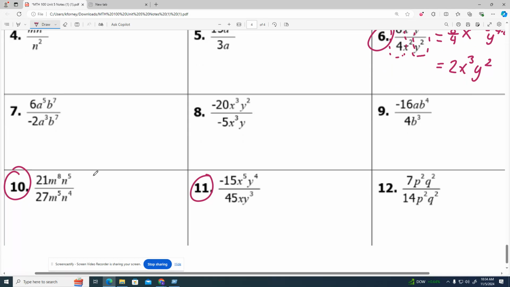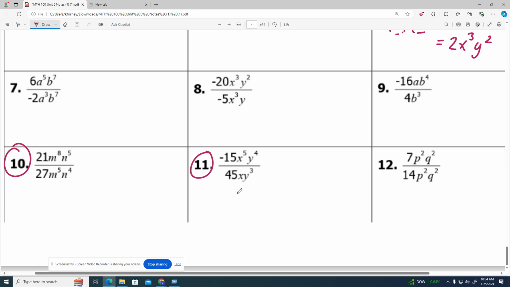Alright, looking at number 10. 21 divided by 27. Now, that is not going to give me a whole number. It's going to give me a fraction. What can I divide out of 21 and 27? A 3. So that becomes a 7/9. And now subtract exponents. So 8 minus 5 is m cubed. And n, 5 minus 4, is just n. It's n to the first, which is n.